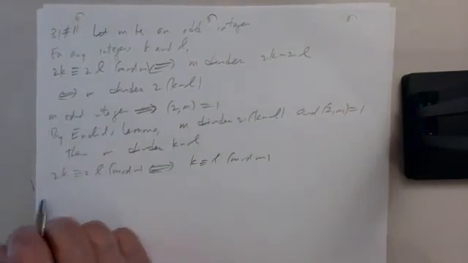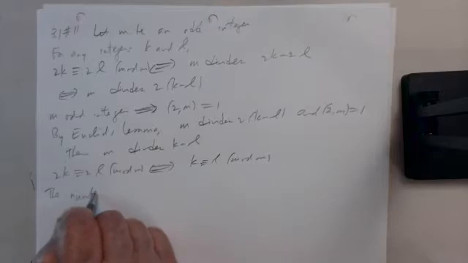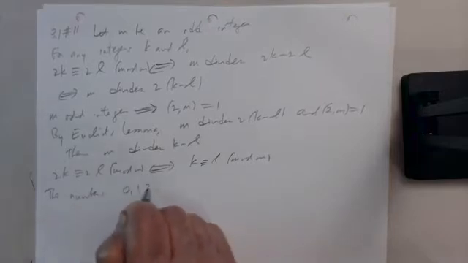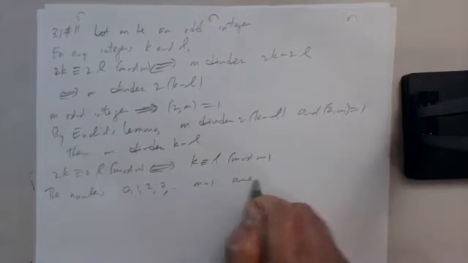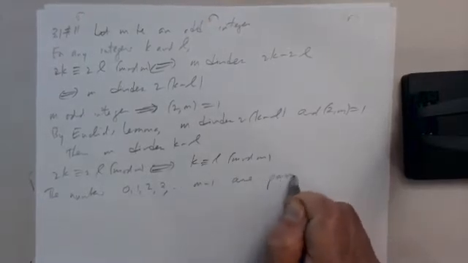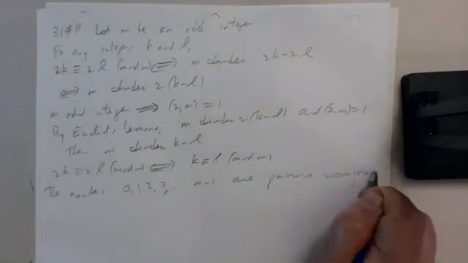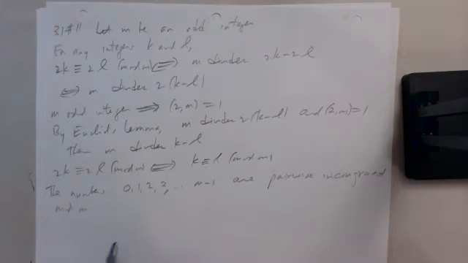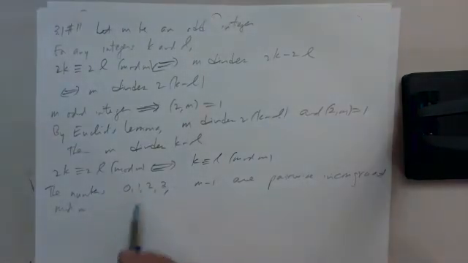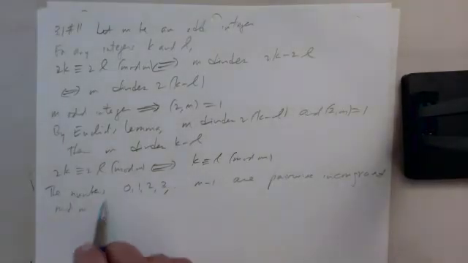So what does that mean? So the numbers 0, 1, 2, 3 up to m minus 1 are pairwise incongruent, not congruent, mod m. Because the difference between any two of these is strictly smaller than m.